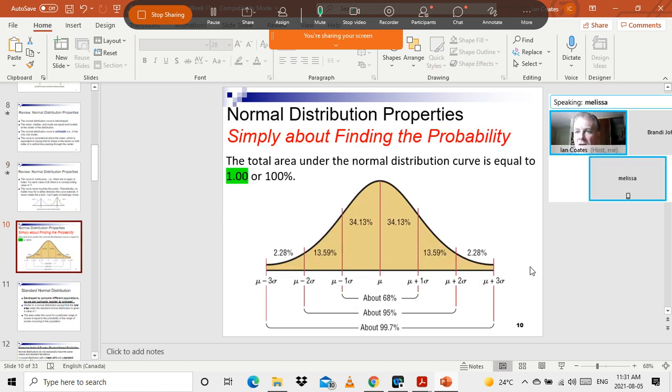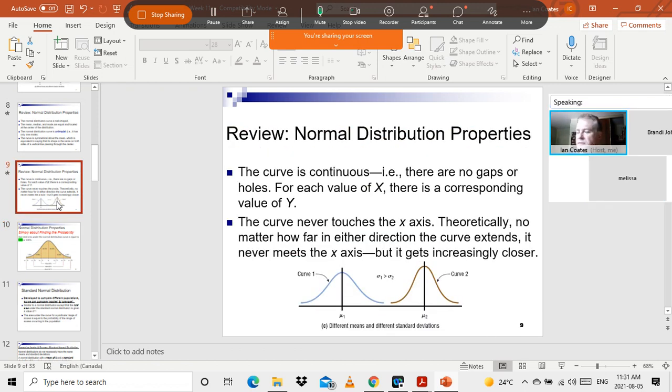Oh, hello. Hi, Melissa. Talk to me. You got a question? Great. Yeah, I'm just wondering how come it doesn't ever touch the x-axis?